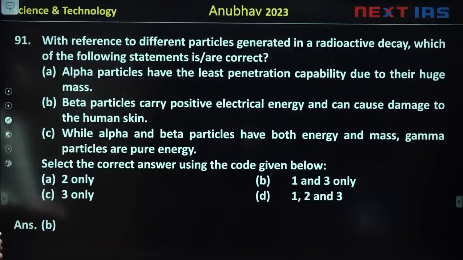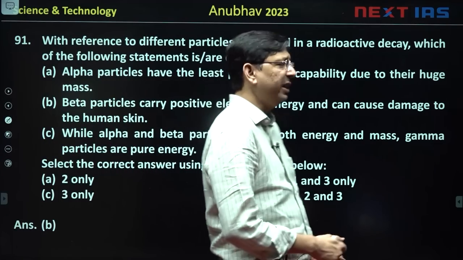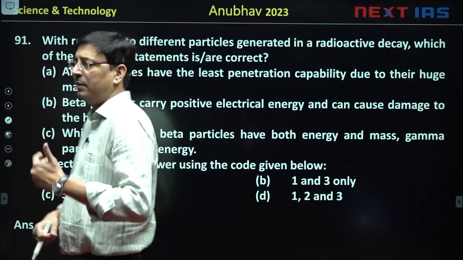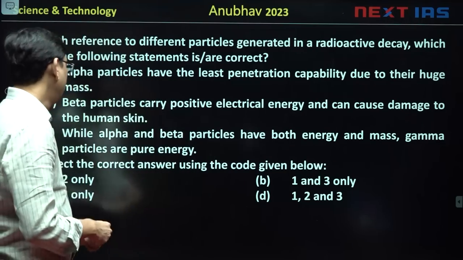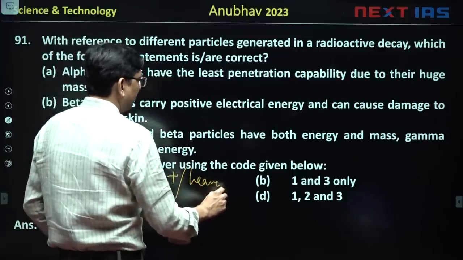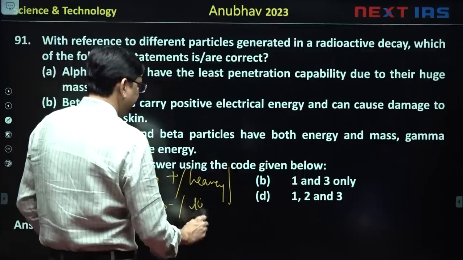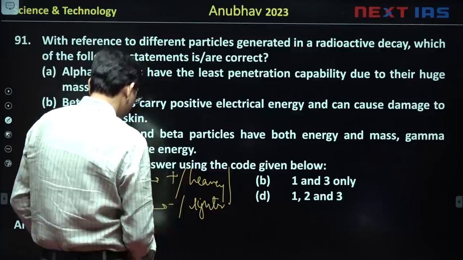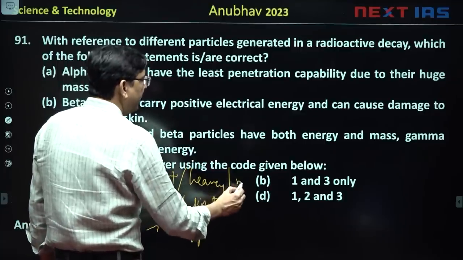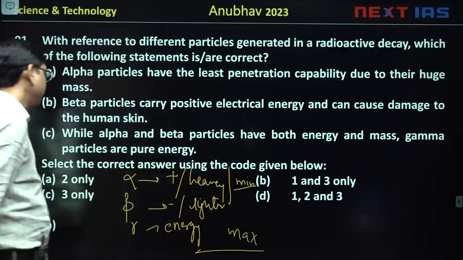Question number 91. With reference to the different particles generated in a radioactive decay, which of the following statements is or are correct? You know, alpha particle, beta particle, gamma particle. Alpha is positive, it is heavy. Beta is negative, it is comparatively lighter. Gamma is simply energy. Alpha has minimum penetration power, gamma has maximum penetration power.